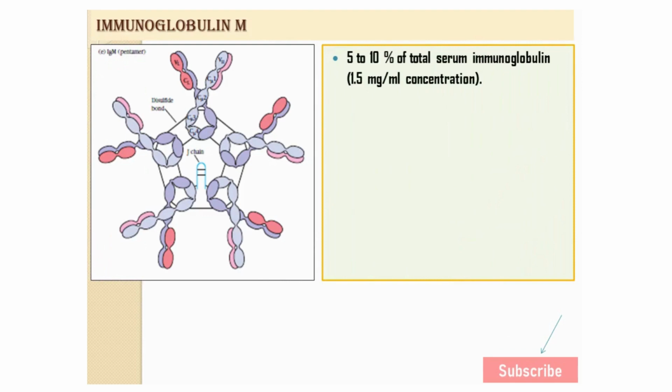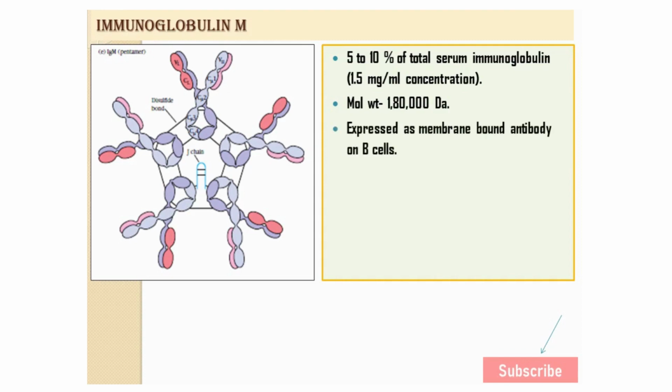Only 5 to 10% of the total serum immunoglobulin content, which amounts to around 1.5 mg per ml concentration, comprises immunoglobulin M or IgM. The molecular weight of IgM is around 180,000. These are expressed as membrane-bound antibodies on B cells.